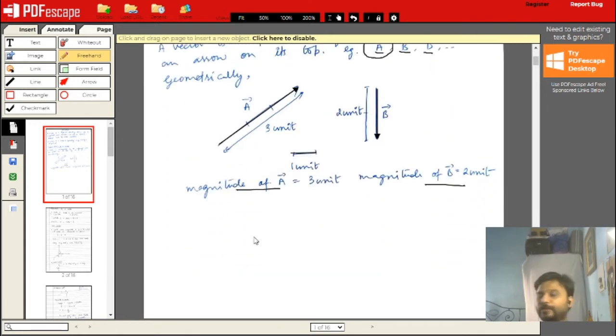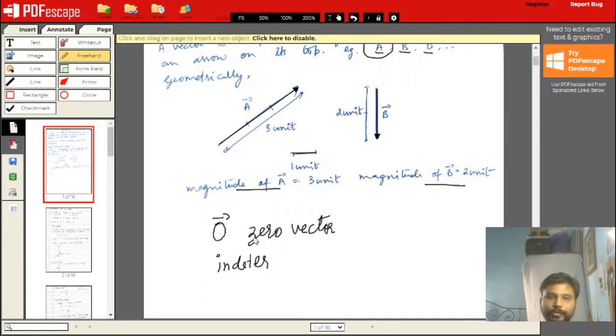Next, the first vector which we are going to study is a zero vector. The zero vector is denoted by 0 and we put an arrow on top of it. This is called a zero vector. The zero vector is one which has no magnitude and its direction is indeterminate. That is, we cannot say in which direction that vector is. So that is called a zero vector.